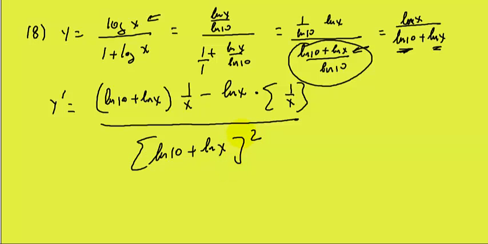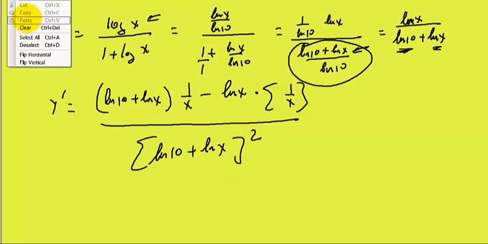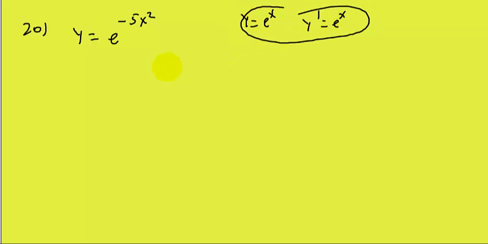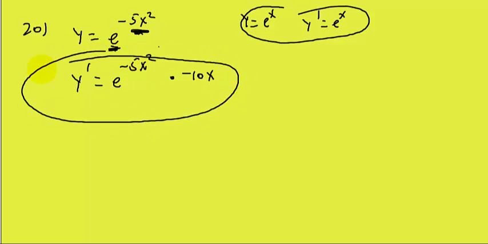Now the easy ones, like number 20, where we have to take the derivative of e to the x. y prime is equal to e to the negative 5x squared. Remember, if y is equal to e to the x, then y prime is equal to e to the x also. But this one I have to use the chain rule because my outside function is the e, and my inside function is the exponent. So y prime is e to the negative 5x squared times the derivative of negative 5x squared, which is negative 10x. We are done, at least with that problem.